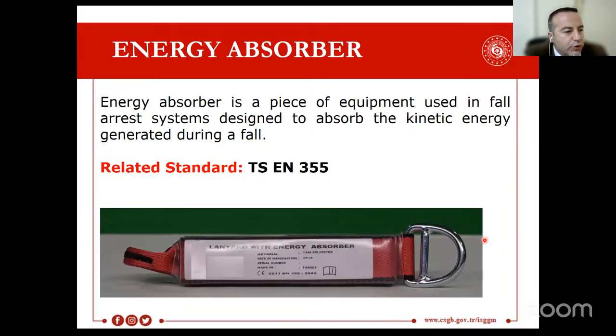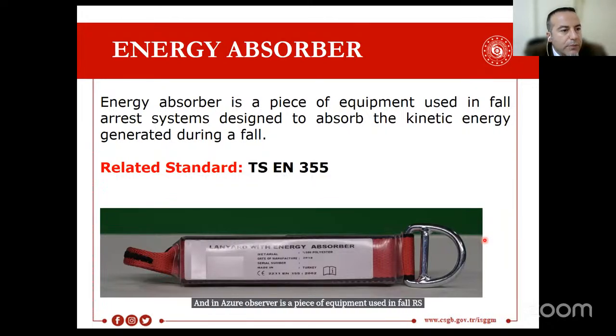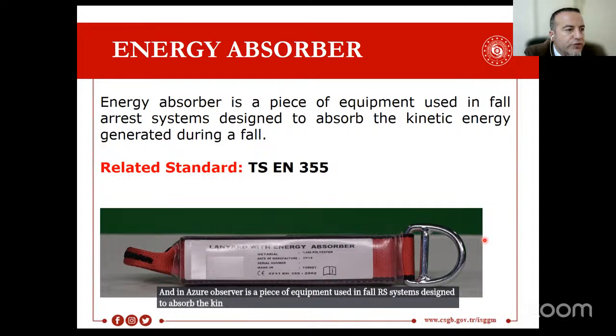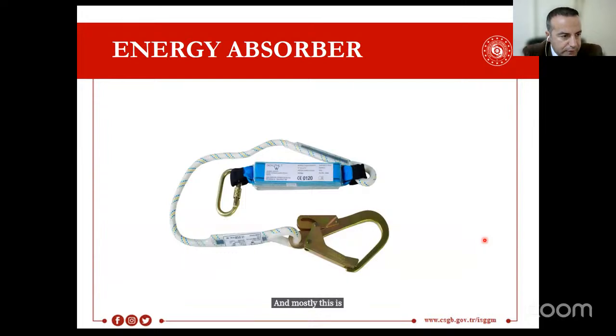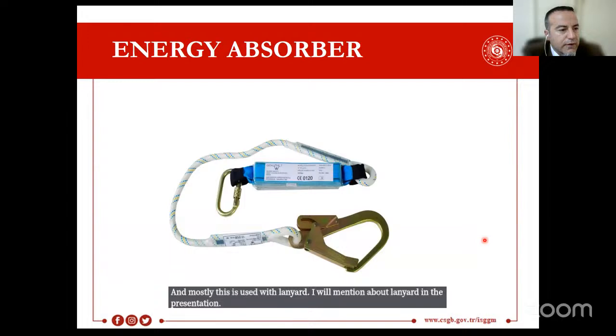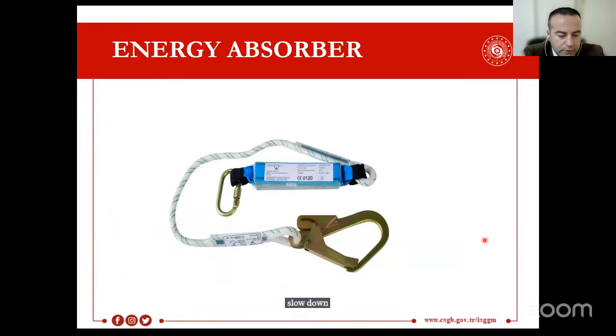And the energy absorber is a piece of equipment used in fall arrest systems designed to absorb the kinetic energy generated during a fall. And the standard for this is 355. And mostly this is used with lanyard. I will mention about lanyard in the presentation. This slows down your fall.